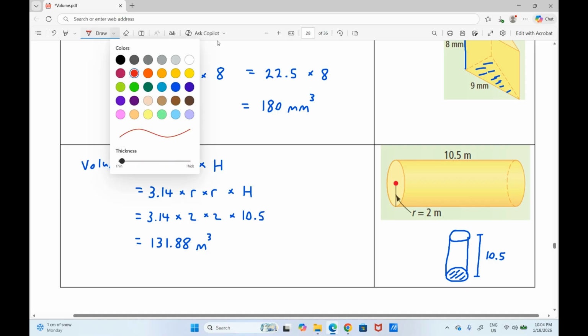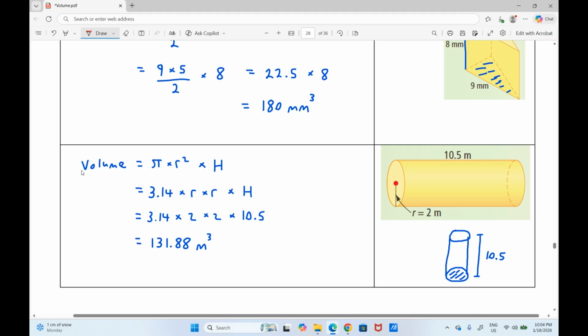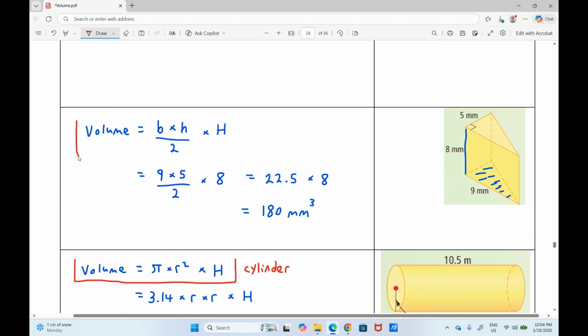So before we end the video, just to reiterate, this is always going to be the volume for a cylinder: it's always going to be pi times radius squared times height. The volume for a triangular prism is always going to be defined as the base of the triangle times the height of the triangle divided by 2, times the height of the triangular prism.